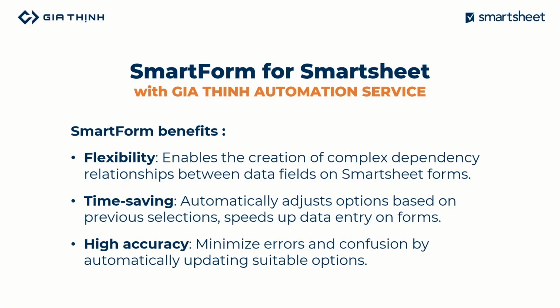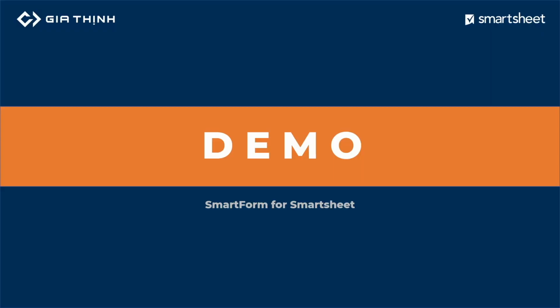The SmartForm tool brings the following benefits. Firstly, it allows flexible creation of complex relationships between data fields on the Smartsheet form. Next is saving time, as it helps automatically adjust options based on previous selections, speeding up data entry on the Smartsheet form. Lastly, it ensures high accuracy by minimizing errors and confusion through automatically updating appropriate options. The next demo will clarify the functionality of SmartForm.